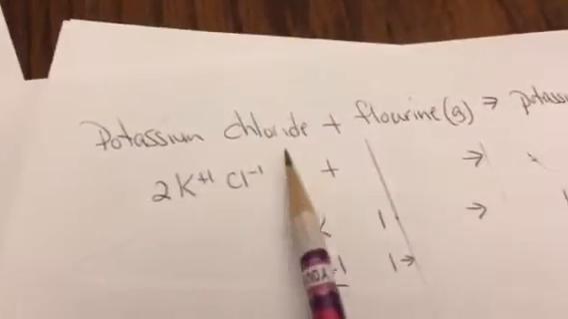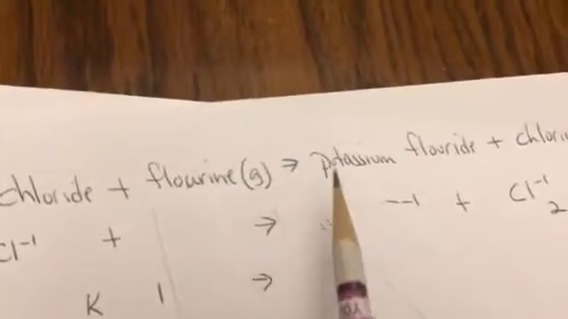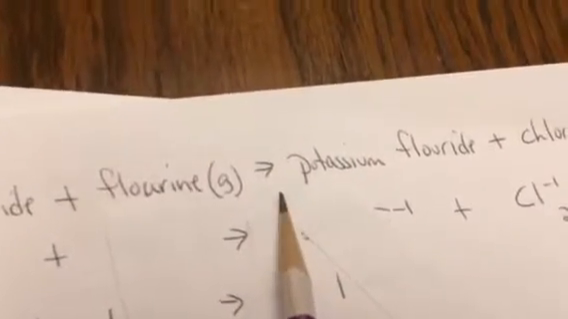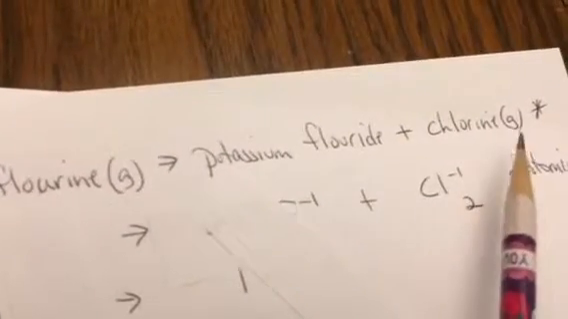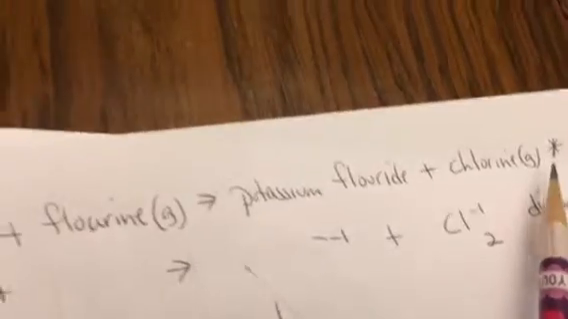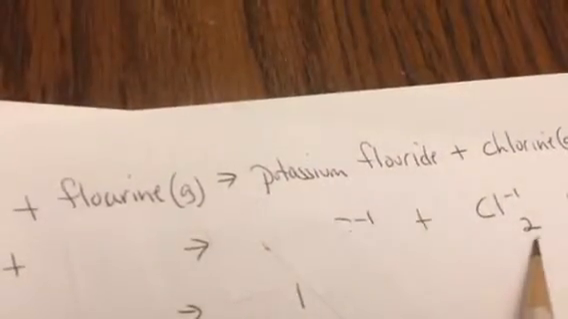You have potassium chloride and fluorine. It's a gas. I want us to be careful with that. Reacts to make potassium fluoride and chlorine gas. Chlorine gas is a diatomic. Okay, so that's going to automatically be a 2.